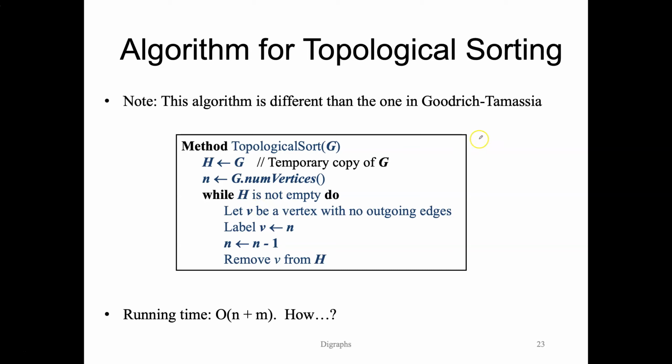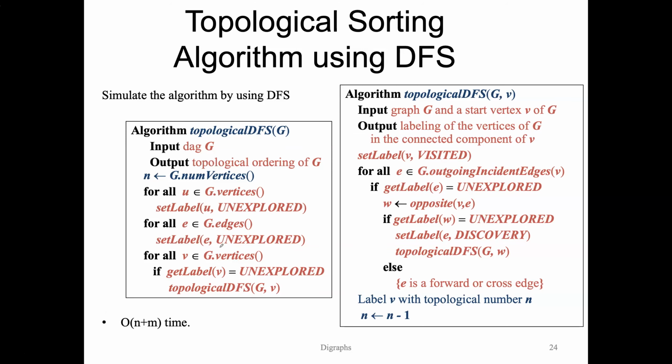So this will give us a valid topological order, but the only question here is why would this actually run in big O of n plus m time? Because here we're showing to remove a vertex and then we have to find another vertex that has no outgoing edges, so it's not immediately clear algorithmically how we could complete this efficiently, but we can use a depth first search in order to do so.